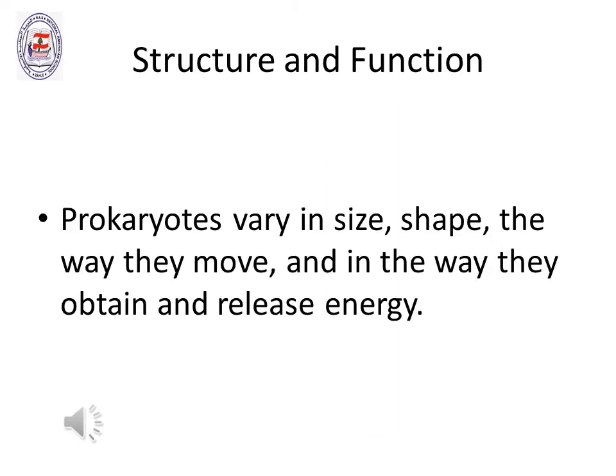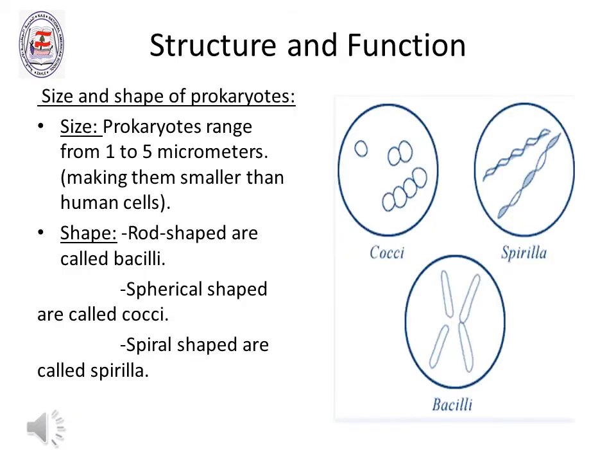Structure and function of prokaryotes. We will explain how prokaryotes vary in size, shape, the way they move, and in the way they obtain and release energy. The size of prokaryotes ranges from 1 to 5 micrometers, making them smaller than human cells. They have 3 different types of shapes. Rod shapes are called bacilli, spherical shapes are called cocci, and spiral shapes are called spirilla.